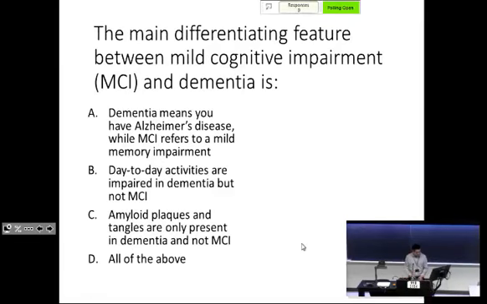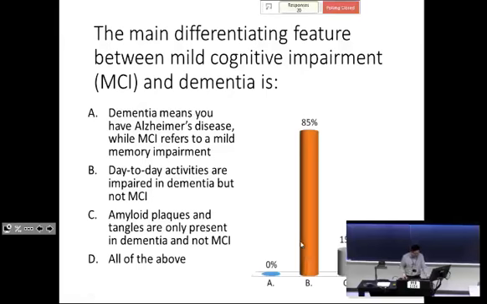Okay, last question, I think. Main difference feature between mild cognitive impairment and dementia is? Okay, we got 19 responses. I think that's enough. And you guys are correct. That's pretty much it.